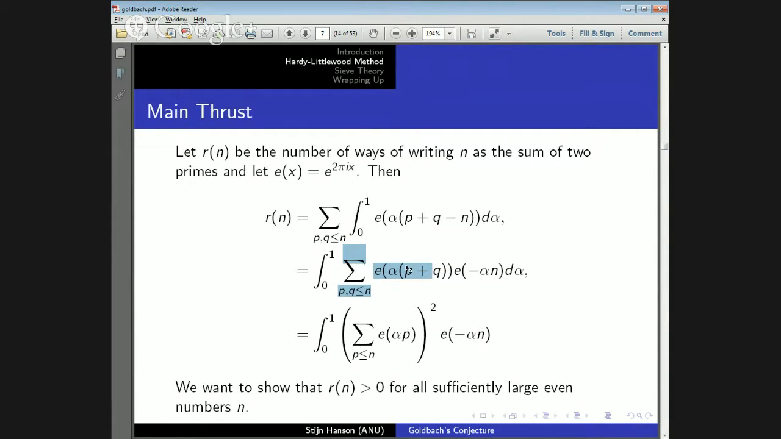We can break apart the exponential term here as e of alpha p times e of alpha q with the double sum on the outside. And then by moving the sum around, we get essentially the same sum. So there's a slightly missing step here where instead of having the squared, we've got the sum over all p less than or equal to n of e of alpha p times the sum of all q less than or equal to n of e of alpha q. And with a slight change of notation, we get our result. I hope that makes things clearer.